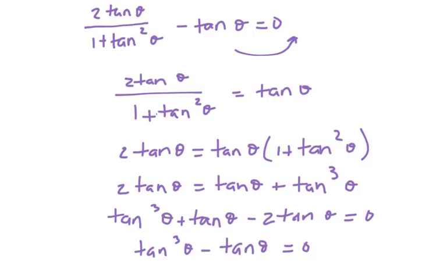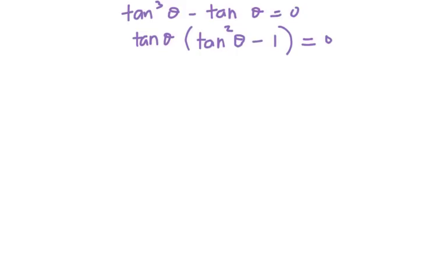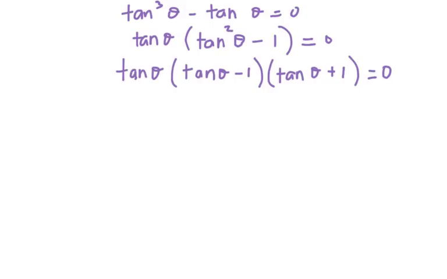Now I'm going to clean this up by factorizing. I'm going to pull out tan theta since it's common to both terms. And within my brackets here, this is the difference of 2 squares, so I can further factorize that. So now I have 3 factors. I have tan theta is equal to 0, tan theta minus 1 is equal to 0, and tan theta plus 1 is equal to 0.